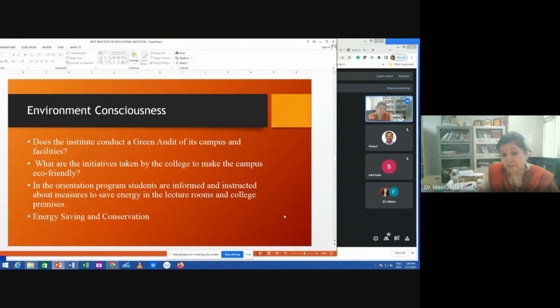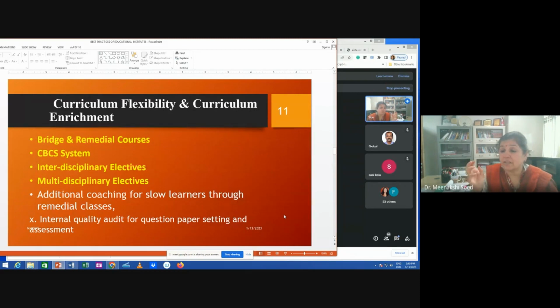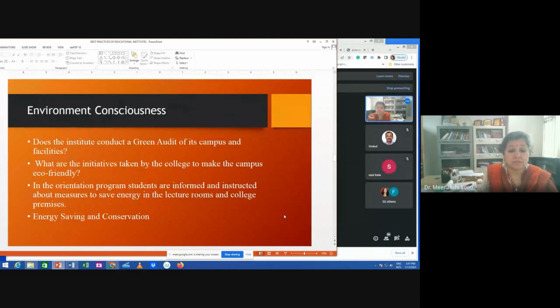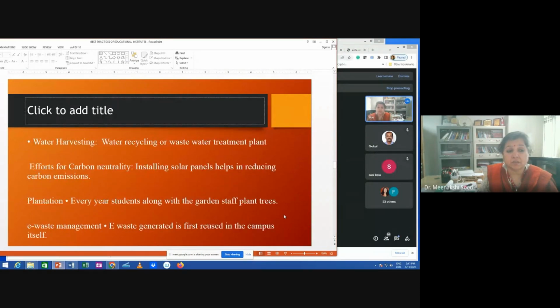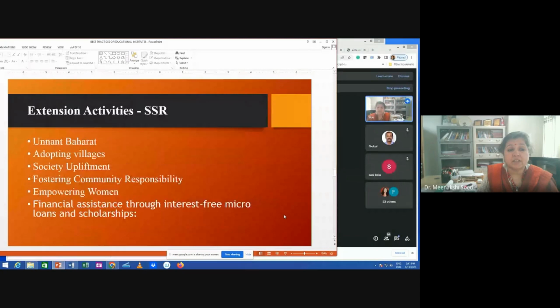Then another curriculum enrichment is telling the students beforehand how they will be assessed, on what criteria they will be assessed, what the various course outcomes are, right? That type of information has to be disseminated, and that is actually the enrichment of the curriculum, right? These are extension activities.